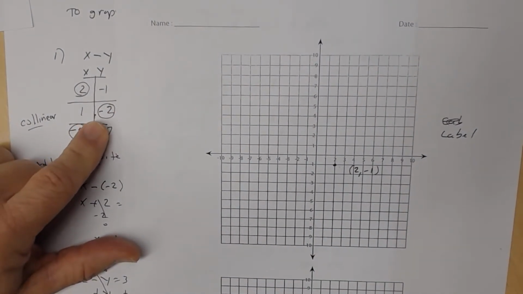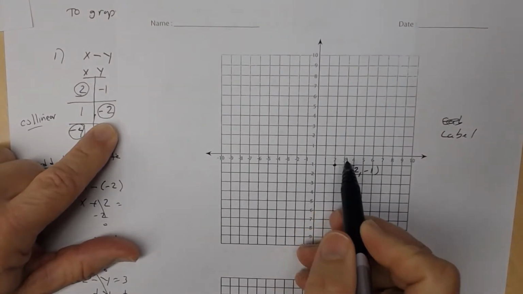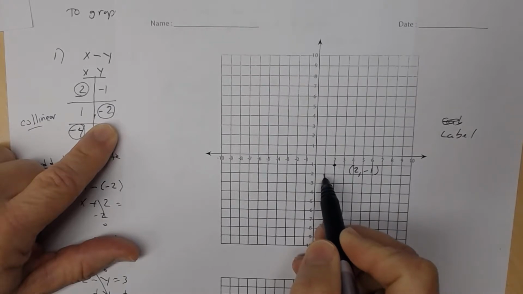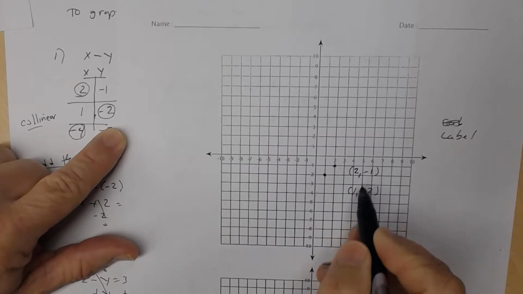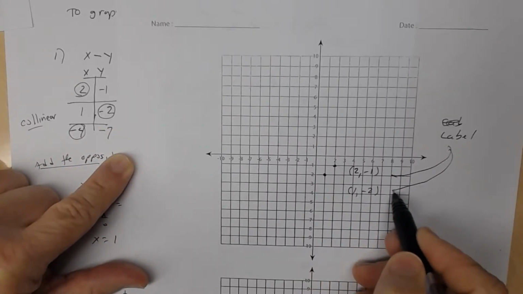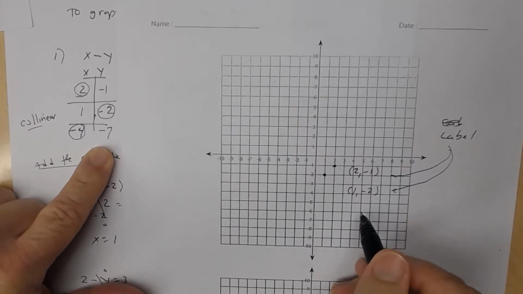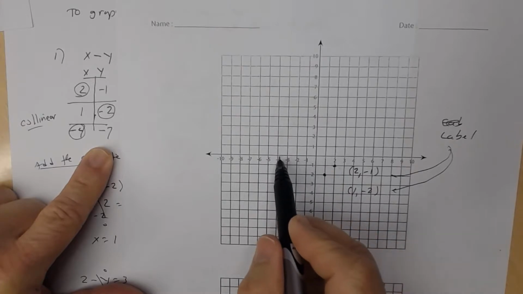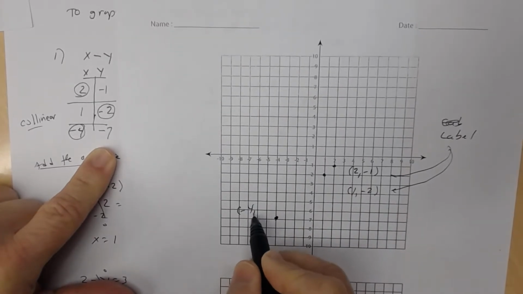Over here, 1, negative 2. So you start at the origin. You go to the right 1, down 2. So there's the point right here. 1, negative 2. I'm labeling these. So that's what I mean by labeling. So that's what label means right here. And then the point negative 4, negative 7. So negative 4, I go to the left 4. Since y is negative 7, I go down 7. So that's here. So that's the point negative 4, negative 7.